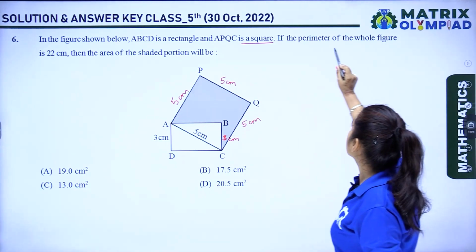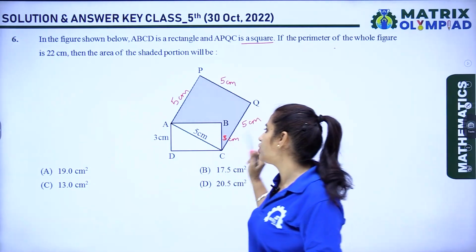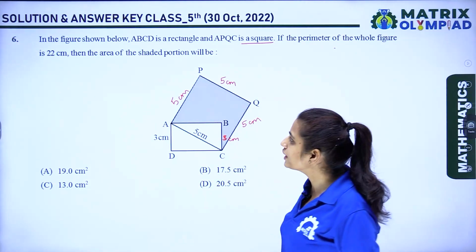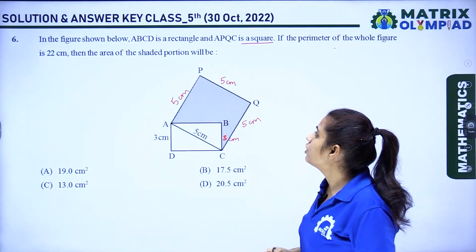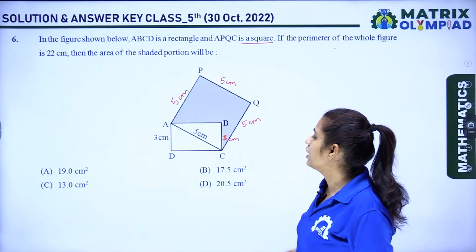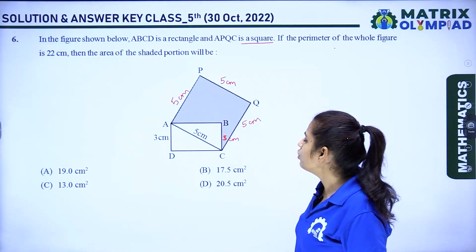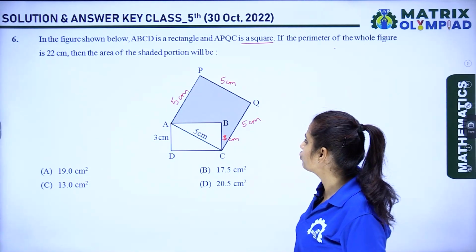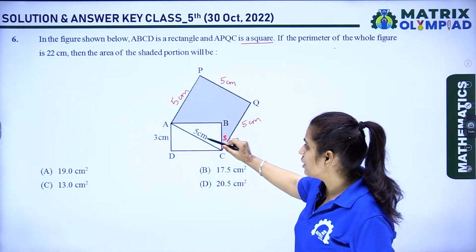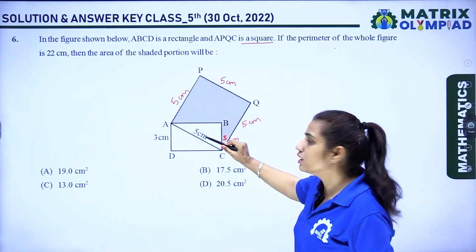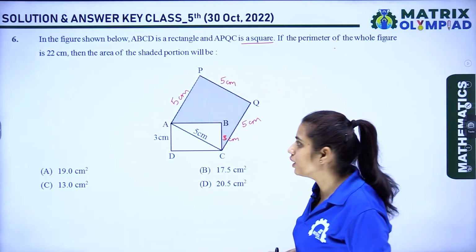Now, if the perimeter of the whole figure is 22 cm, we are given the perimeter of this whole figure, that is 22 cm, then the area of the shaded portion will be. So, here we have to find out the area of this shaded portion. Now, to find out the area of the shaded portion, we have to subtract the area of the triangle from the area of the square.